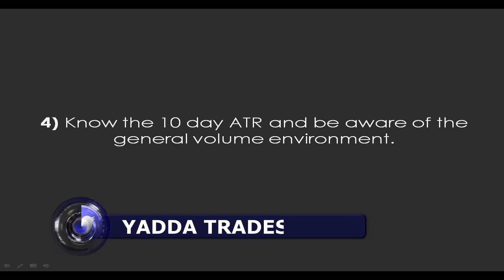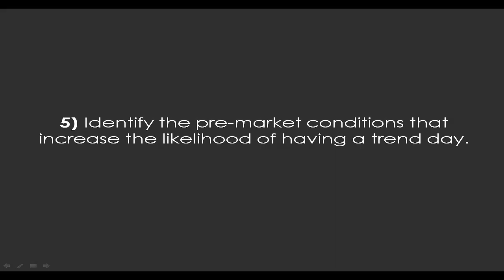And this, again, is really going to help determine, especially, the size of stops and the profit exits that you're going to use. Now, step number 5 is to identify the pre-market conditions that increase the likelihood of having a trend day. Now, there are several key conditions that give us a higher chance of having a trend day. And we're going to be getting into what those are and what they mean. Understanding these and being able to identify them before the trading day opens is going to give you a massive edge in terms of determining which type of day it's likely to be that specific day.